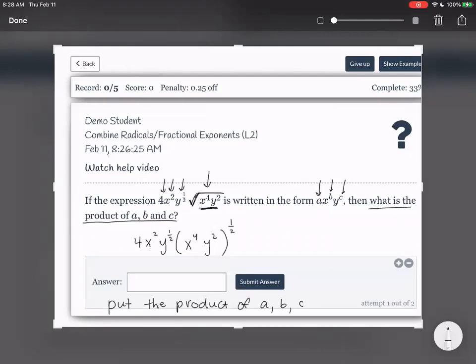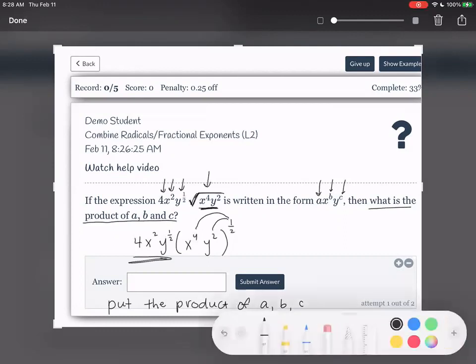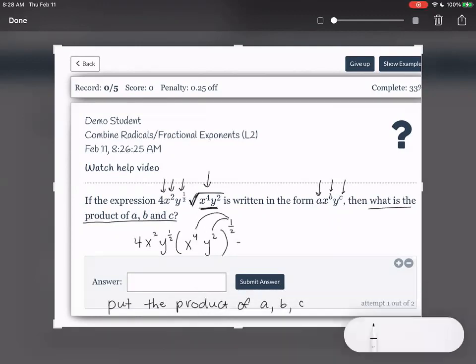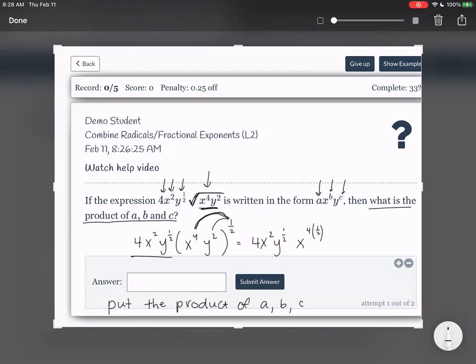And then now we can take the 1/2 on the outside of the parentheses and distribute it to everything inside the parentheses. So not to the stuff in the front, not to the 4x squared y to the power 1/2, because that's not inside our parentheses. We only want to distribute the 1/2 to the stuff inside our parentheses. So let me rewrite the front part, the 4x squared y to the power 1/2. Okay, so I rewrote that. And then when we take the 1/2 exponent and distribute it to x to the power of 4, we get x to the power of 4 multiplied by 1/2. And then when we distribute it to the y squared, I'm going to get y squared multiplied by 1/2.